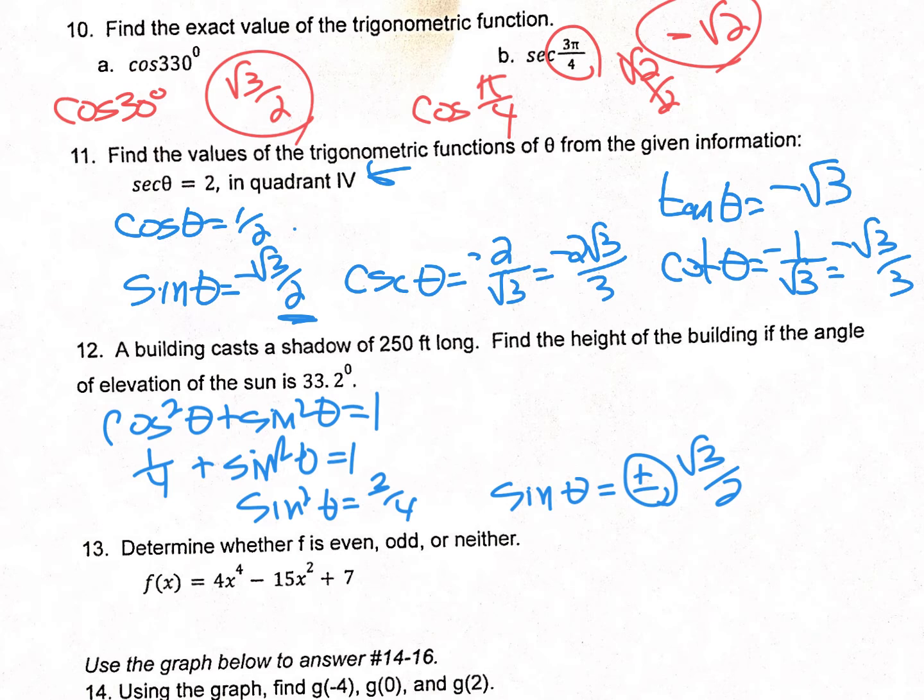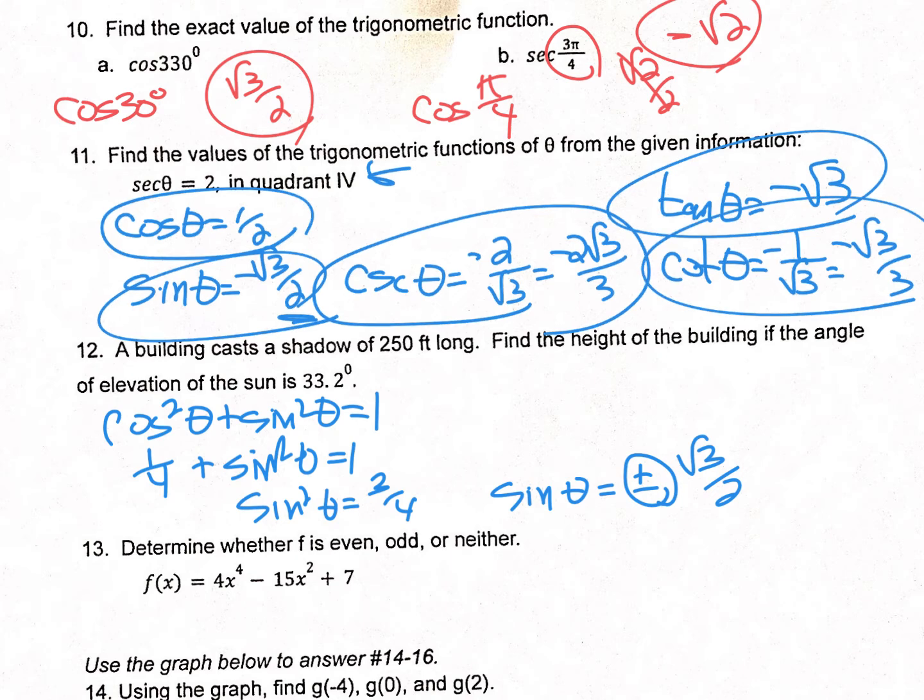So those are all my values. There's my cosine, my sine, my cosecant, my tangent, cotangent. All because cosine squared plus sine squared is 1. It is amazing that is true.